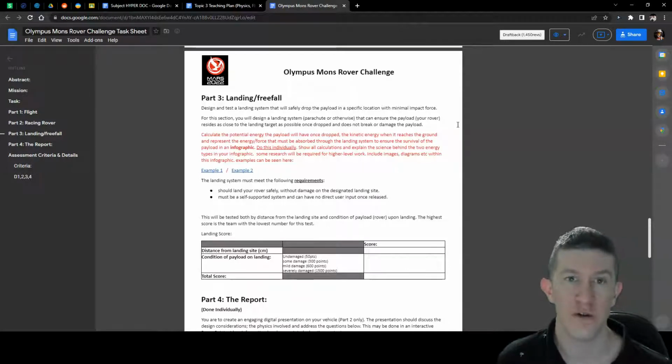You need to show all of your calculations and explain the science behind the energy systems that you use. And there is going to be some research required for some of the higher level work that you might want to put in. Include things like images, diagrams, etc. within your infographic. And a couple of different examples that we can see are here.